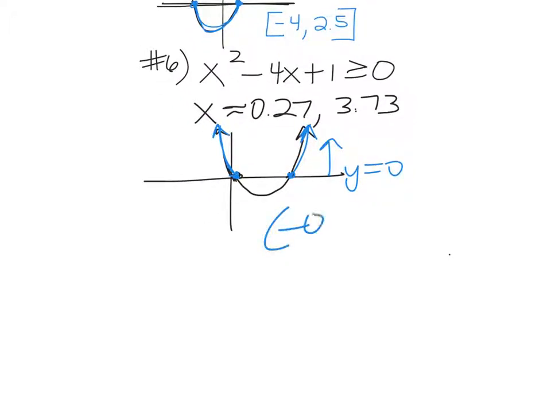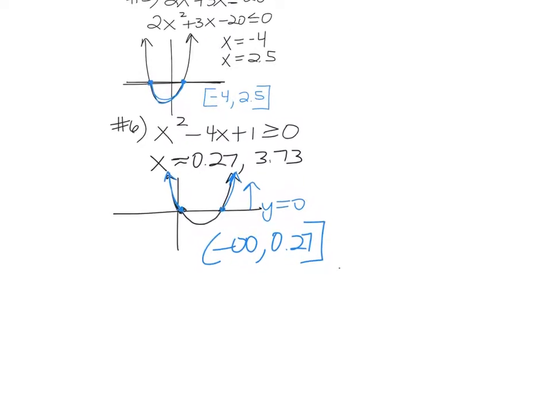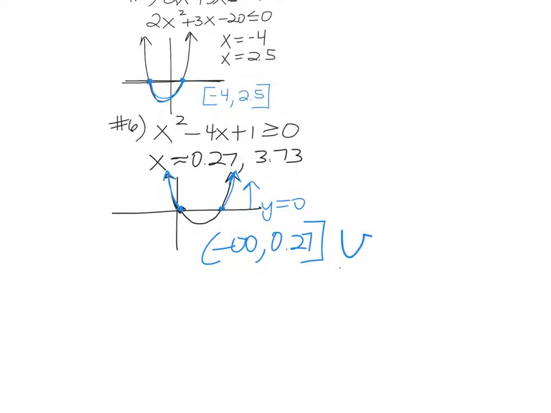We have the interval negative infinity to 0.27, including 0.27, because it's greater than or equal to, union 3.73 to infinity.